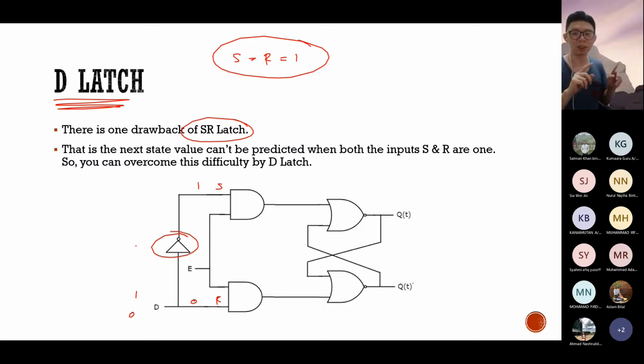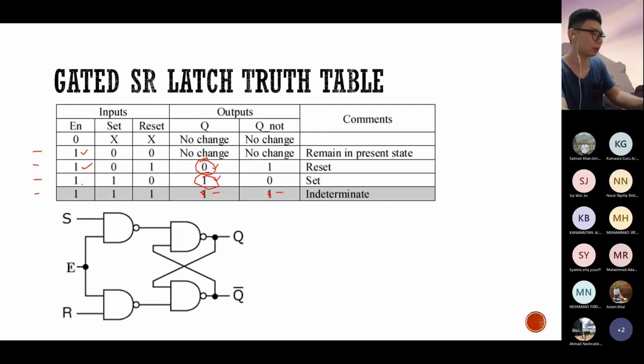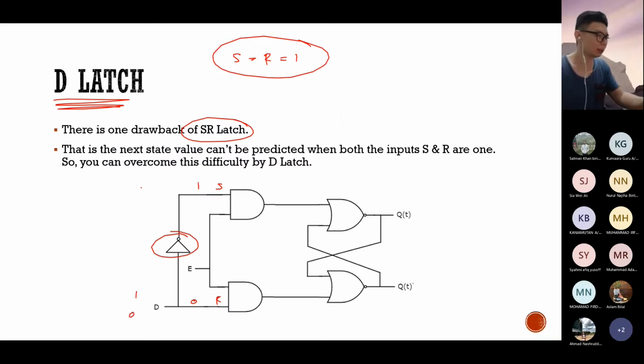So what the D latch solves is the problem when both S and R are equal, the same. It tries to avoid this indeterminate situation when you have both of these equal to 1. The way it does it is very simple. It's just putting a NOT gate to ensure that for any input you give, the value of S and the value of R are always different from one another.